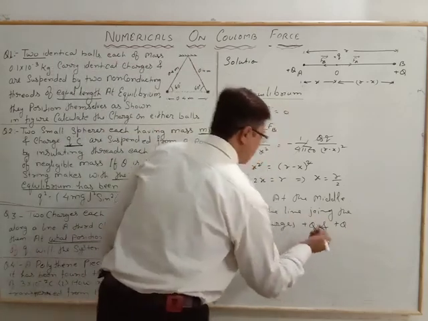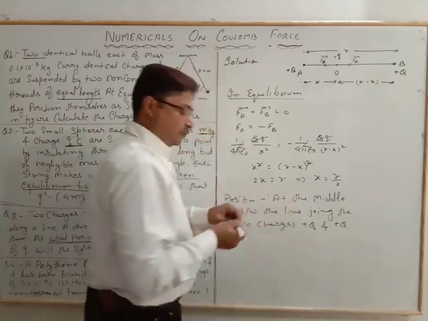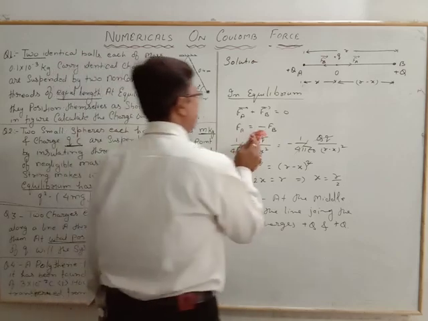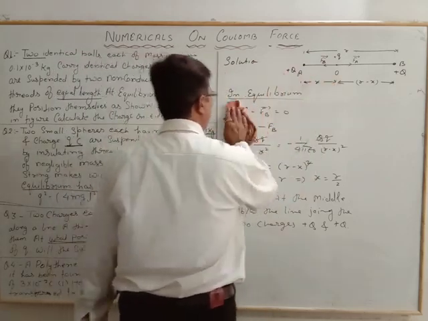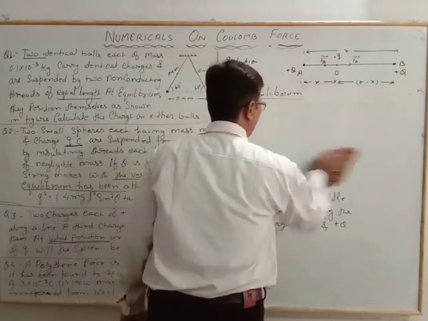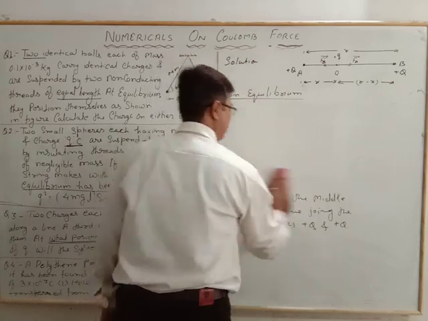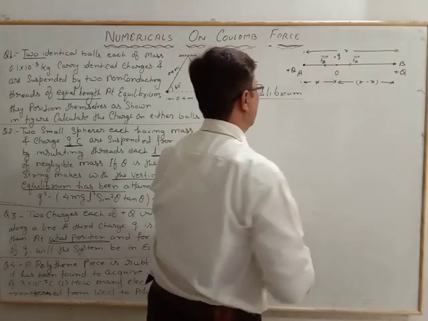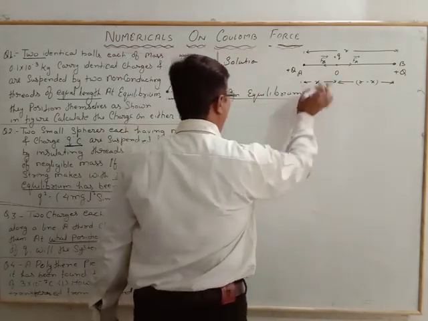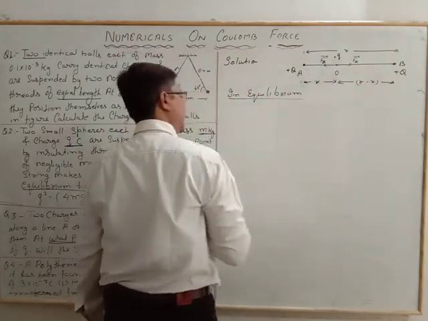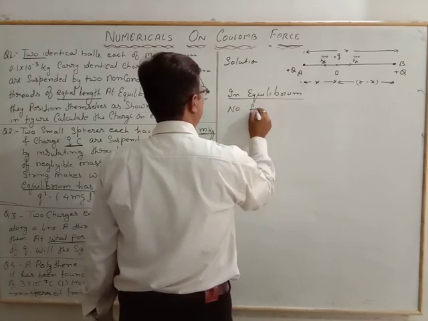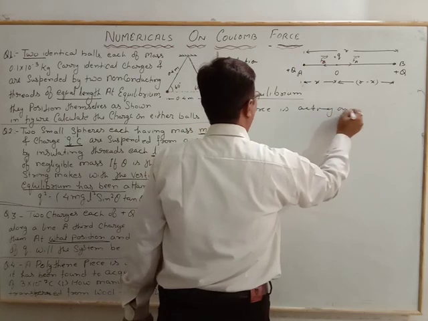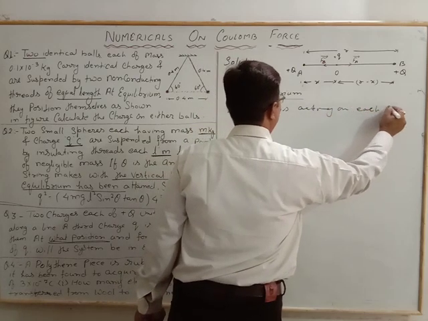That is from A to B. Now, first we calculate the position. Now we will see what the value of the charge small q is. All the three charges are in equilibrium, which means no force is acting on each charge.